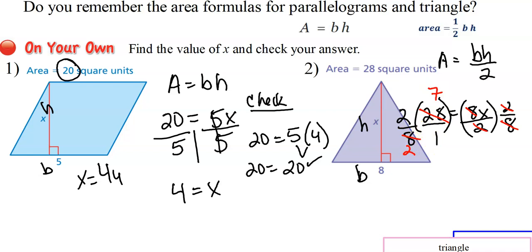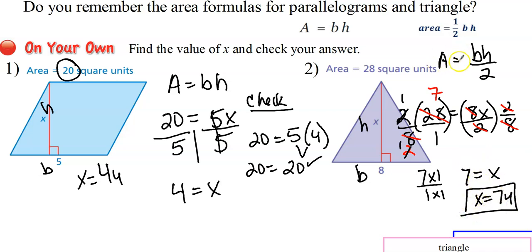Now I have a 2 in the numerator and a 2 in the denominator, so I'm going ahead and cancel. I'm going to divide by 2, and that leaves me with just a 1 and a 1. So when I multiply across, I end up with 7 times 1 over 1 times 1, which just equals 7. So I get 7 equals x. So this one is x equals 7 units.